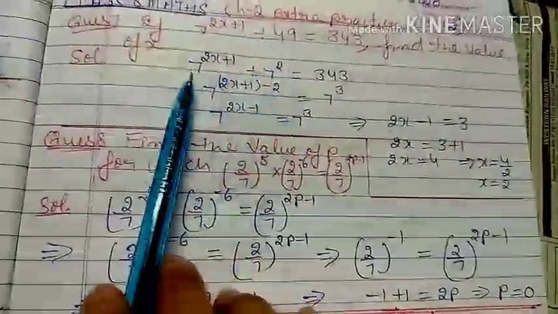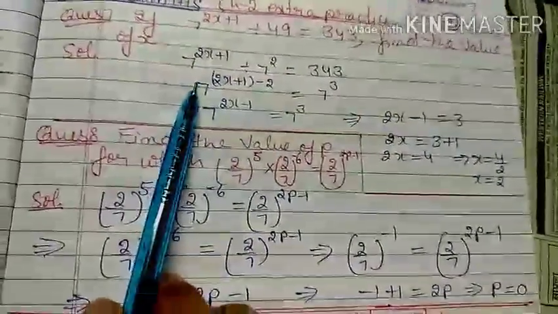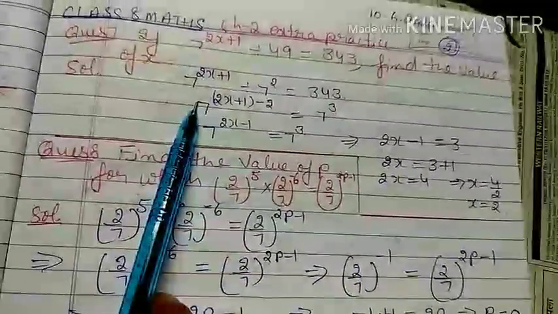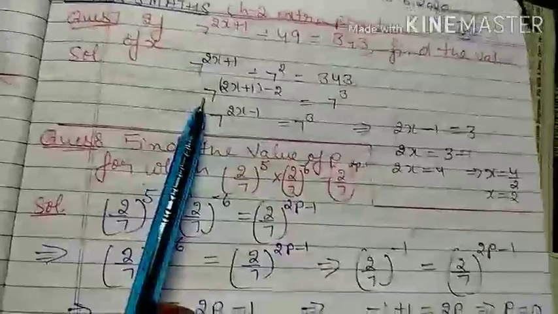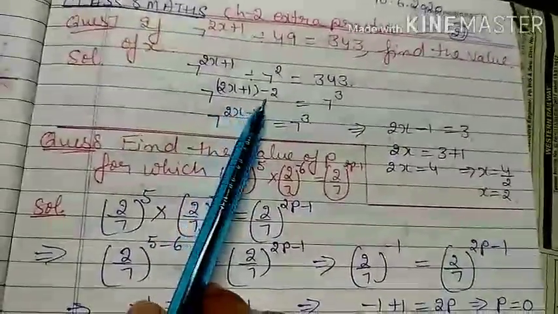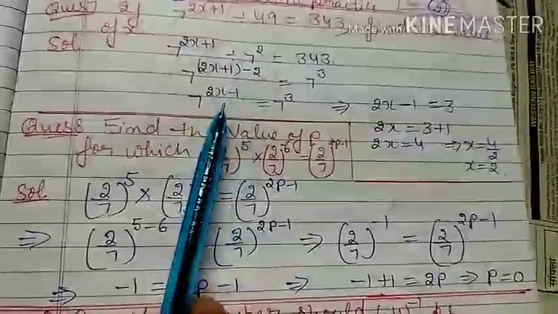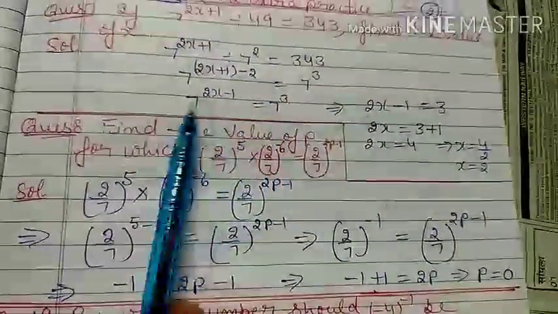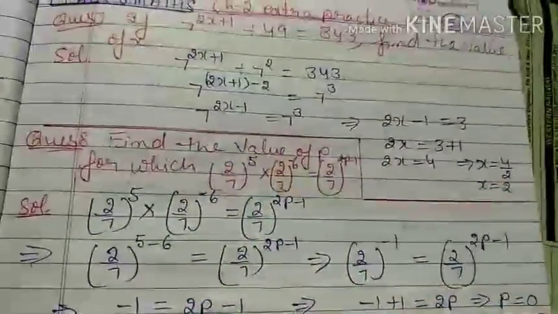And if the base is same, powers are different, and there is a divide sign in between, you can subtract the denominator power from the numerator power, and write the base as common. 7 to the power 2x plus 1 minus 2, 7 raised to power 2x minus 1, because 1 minus 2 becomes minus 1, and here 7 raised to power 3. Now the base is same on both the sides, you just equate the powers.